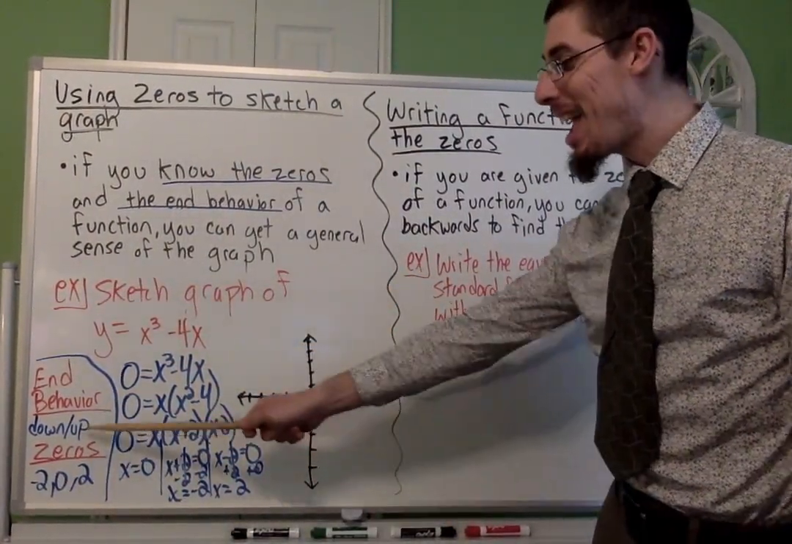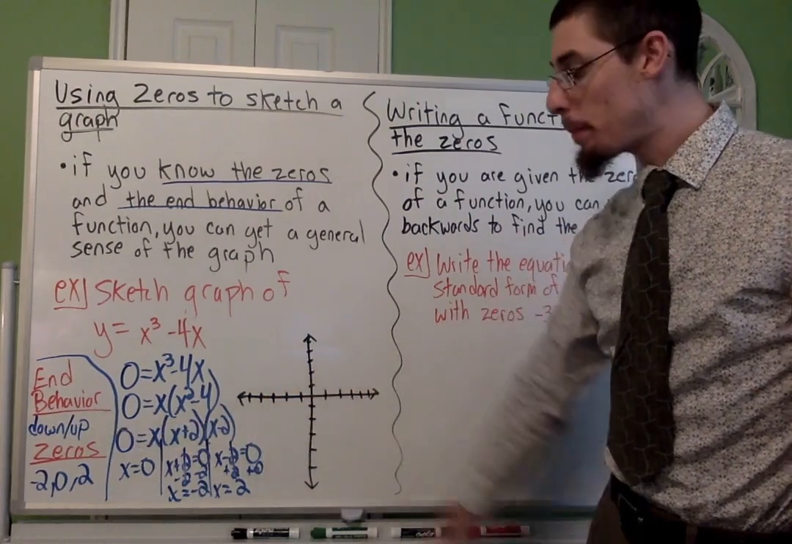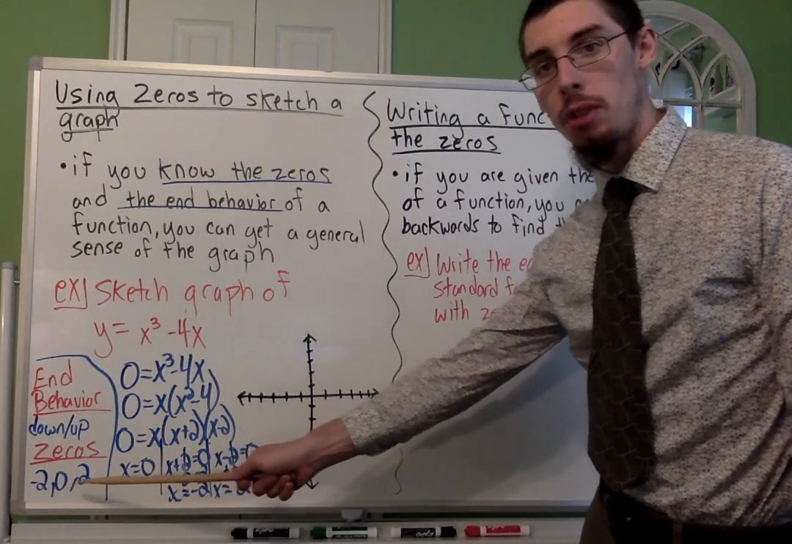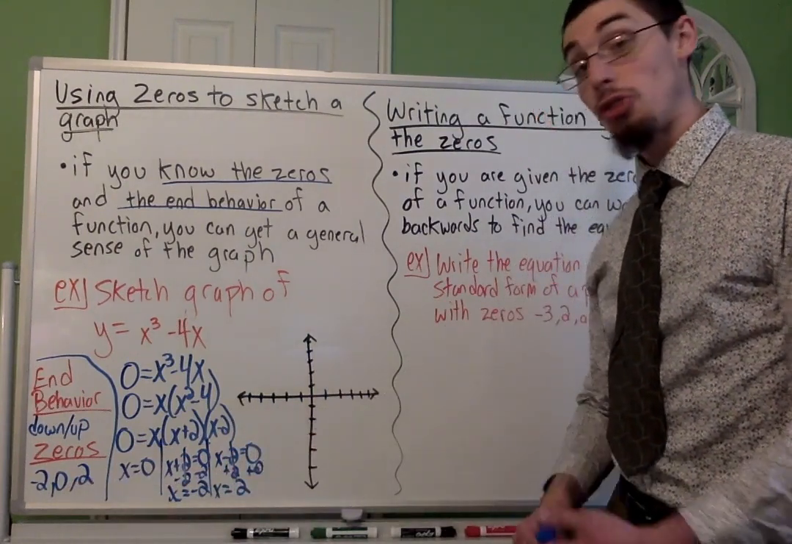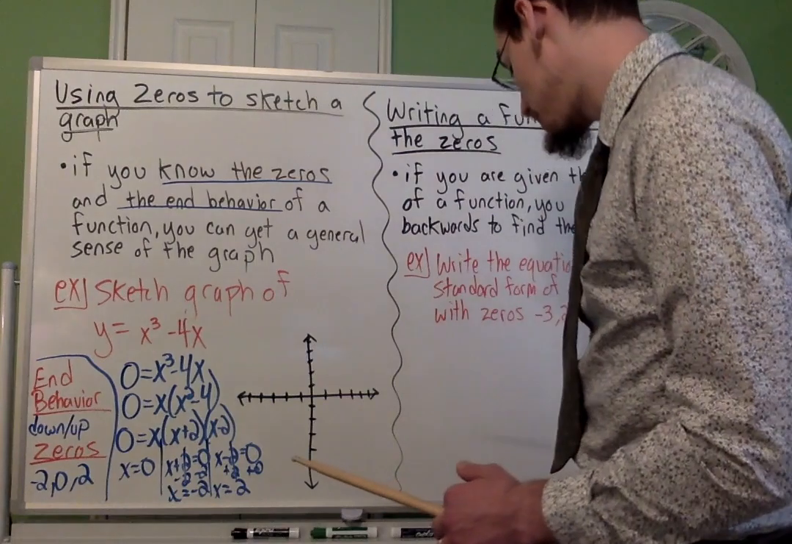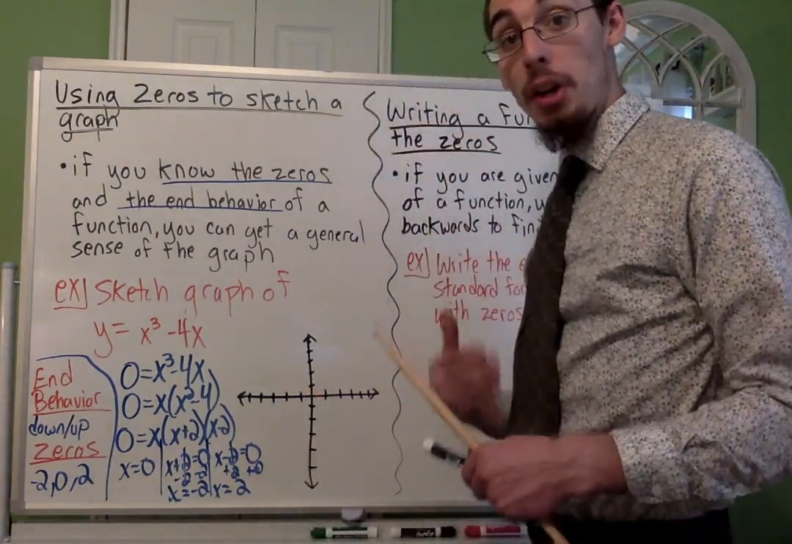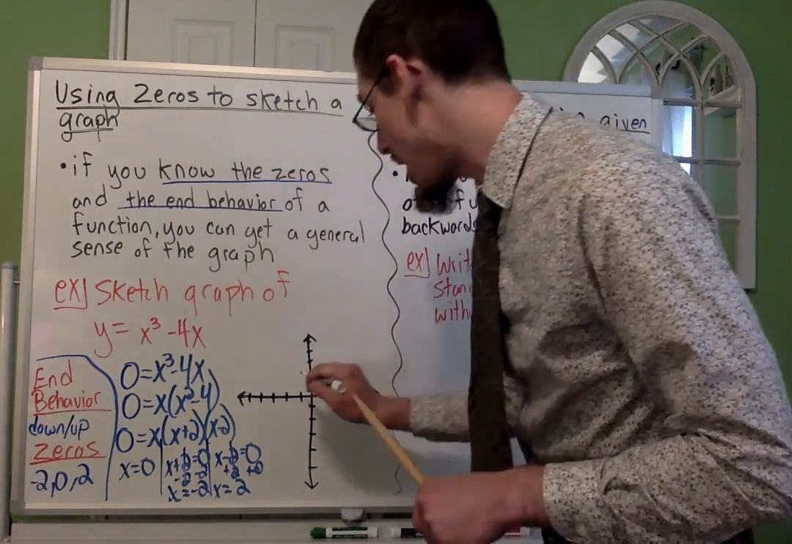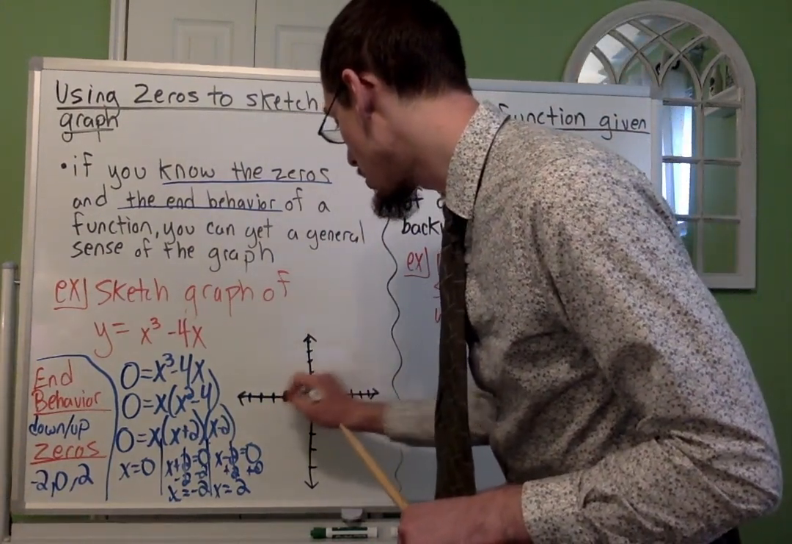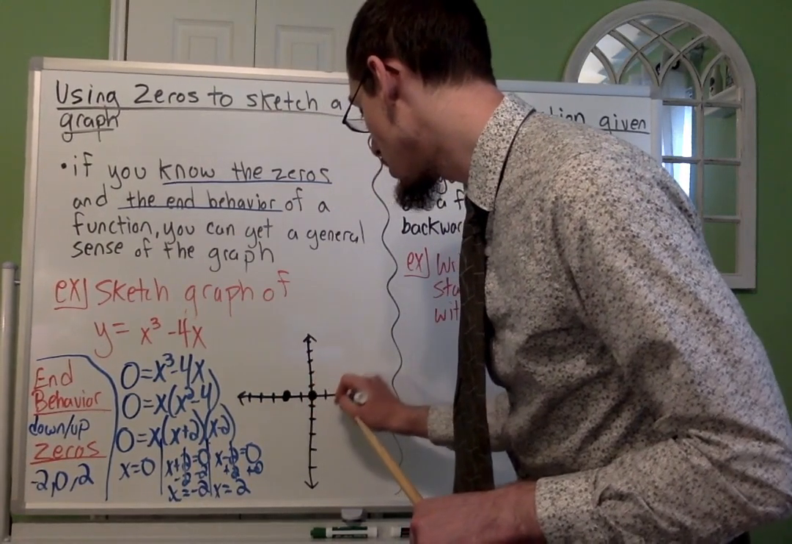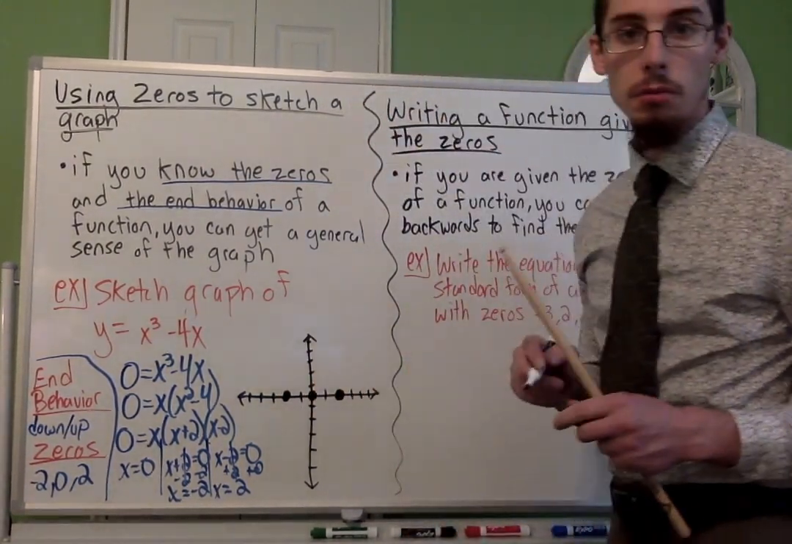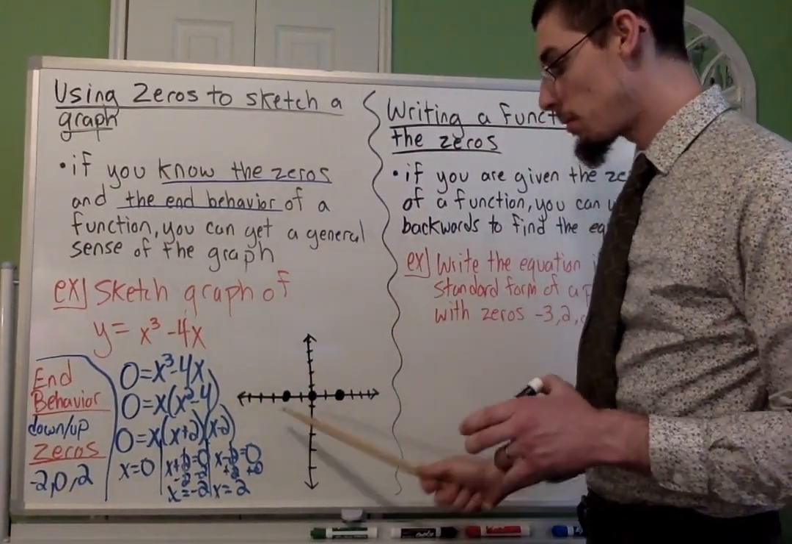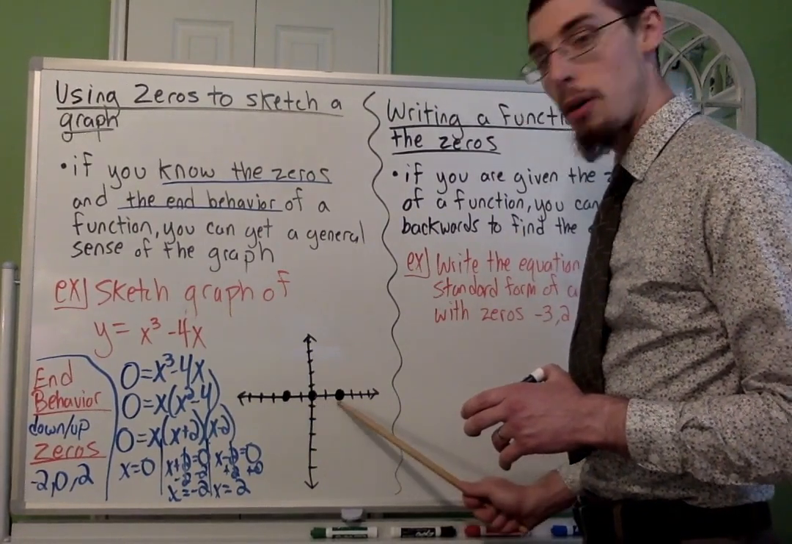So I have my end behavior, down and up, and I have my zeros, negative 2, 0, and 2. So the way this is going to work, I'm going to first plot my zeros. So negative 2, 0, positive 2. See the 3 zeros there? Negative 2, 0, positive 2.